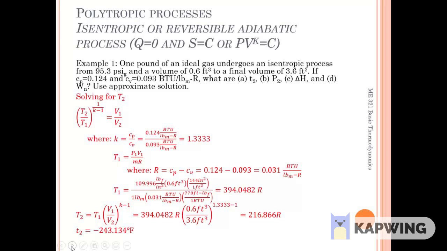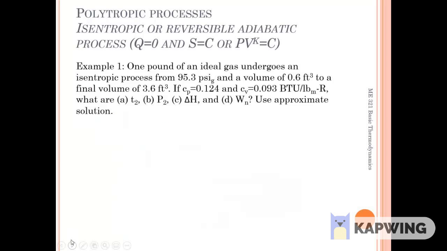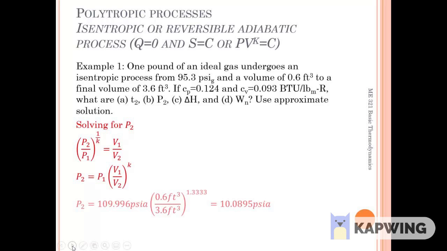Next, we're going to find the final pressure of the gas. We can compute P2 by using this PVT relationship. By isolating P2 at the left side of the equation and substituting all the known values, we'll get 10 psi as our final pressure.